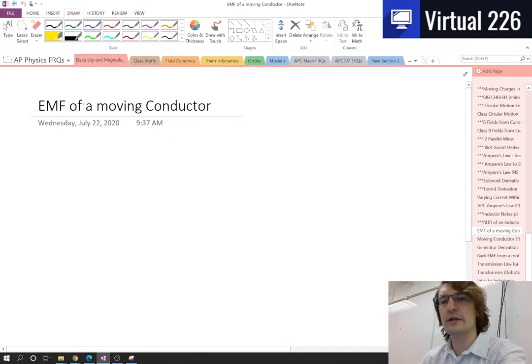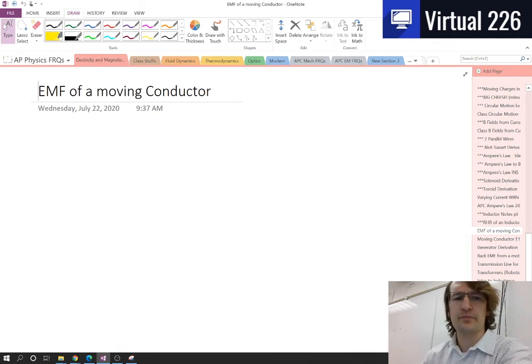Okay, so we're looking here at the EMF of a moving conductor. So what's this going to look like as a type of problem, and how can we go about looking at the EMF that's generated here in a moving conductor? So let's first take a look at this little demo.